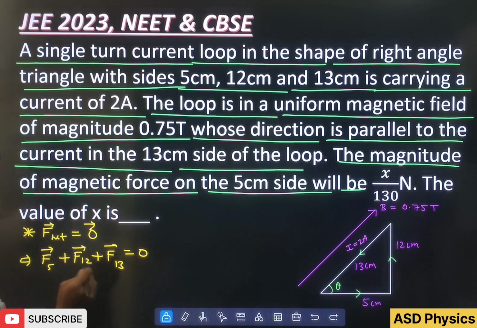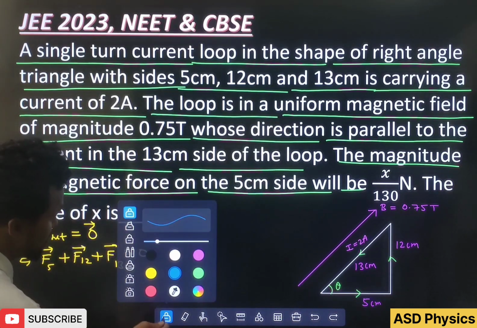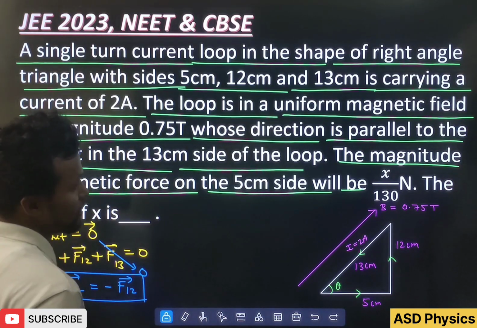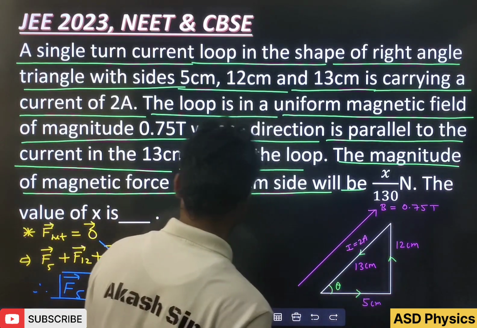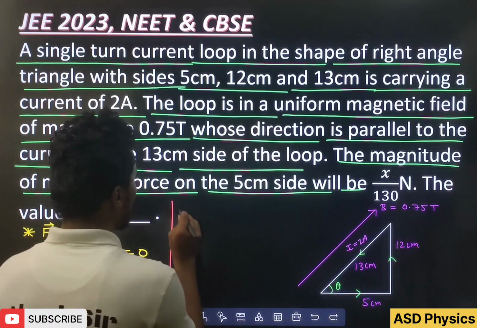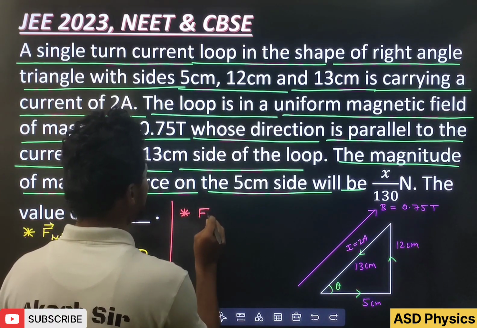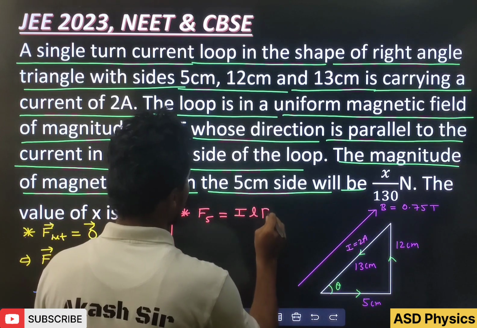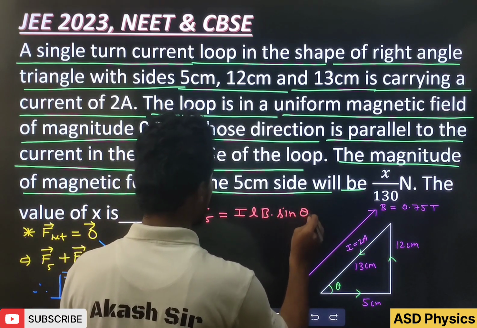Okay. So what will happen here? This term, this F13, will become 0. Hence what can I tell here? The force on the 5 centimeter segment will be minus the force on the 12 centimeter segment. Okay, I am just telling you. So the forces on the 5 centimeter and 12 centimeter segments will be in which direction? Opposite direction. Remember that. Okay. After that, very easily we can calculate the force on the 5 centimeter segment. Formula, kindly see here: I L B sin theta.